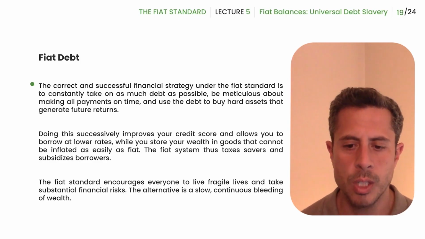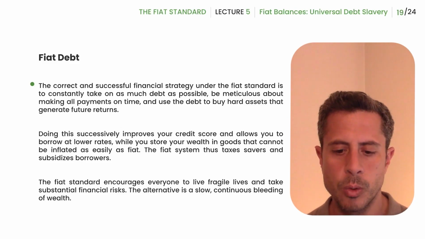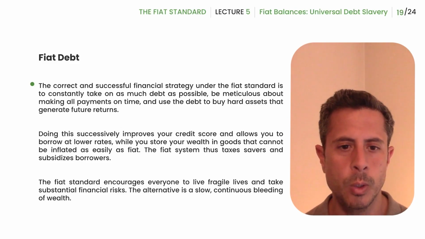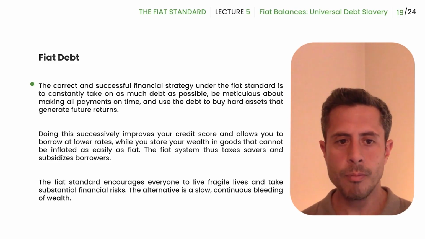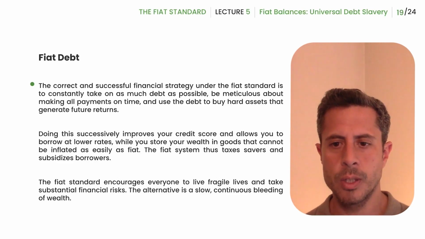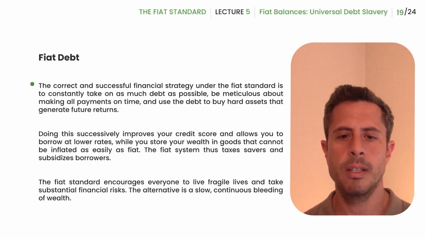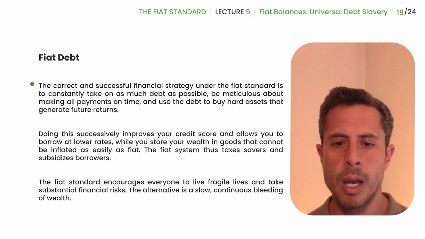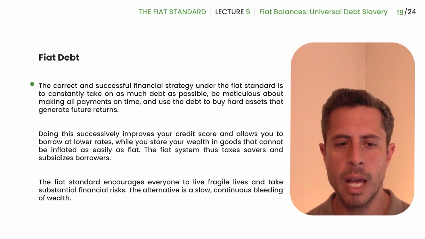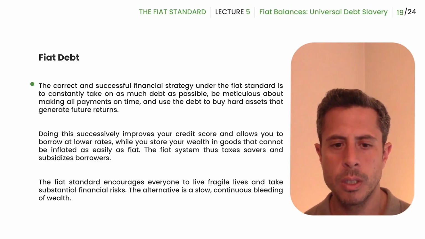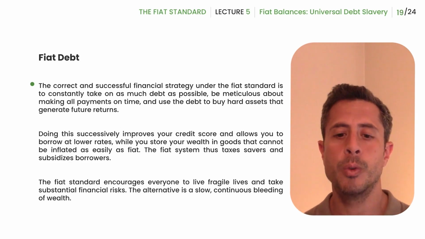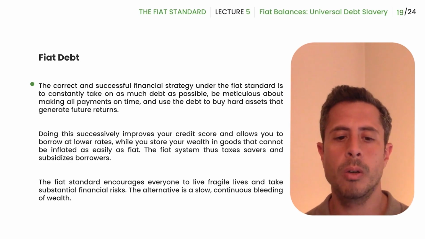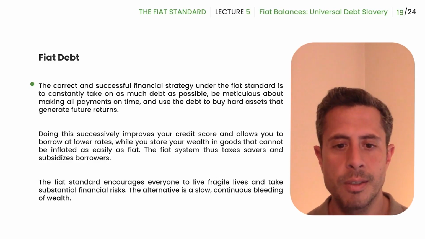And so what is the strategy? How do people deal with this? What do you do in a world in which you don't have savings anymore? You get into debt. The correct and successful financial strategy under the fiat standard is to constantly take on as much debt as possible, to be meticulous about making all payments on time, and use the debt to buy hard assets that generate future returns. Doing this successfully improves your credit score and allows you to borrow at lower rates while you store your wealth in goods that cannot be inflated as easily as fiat.